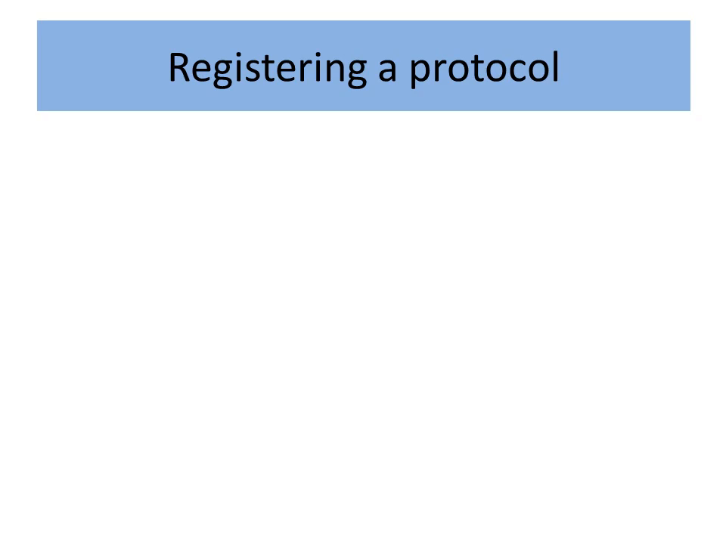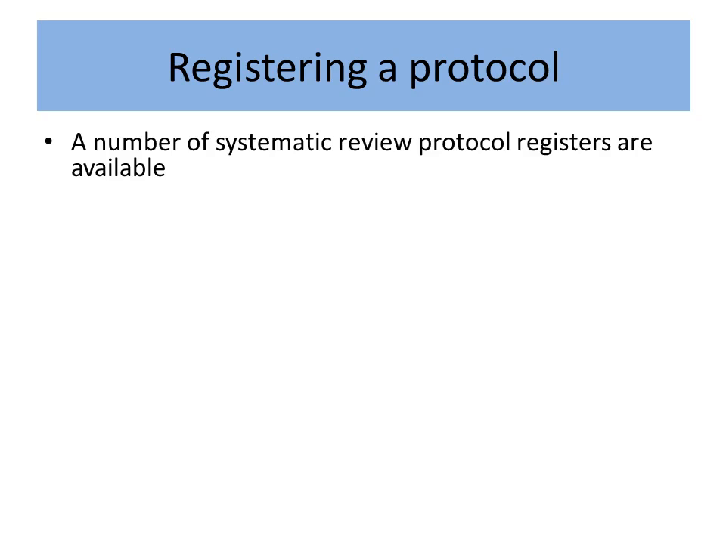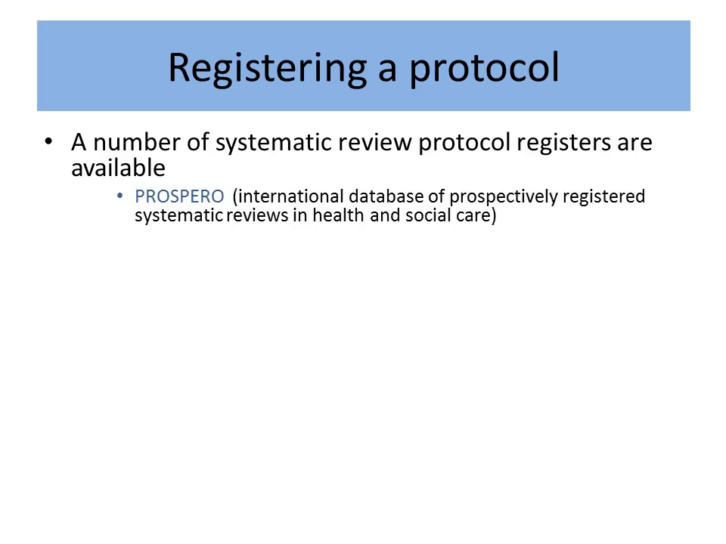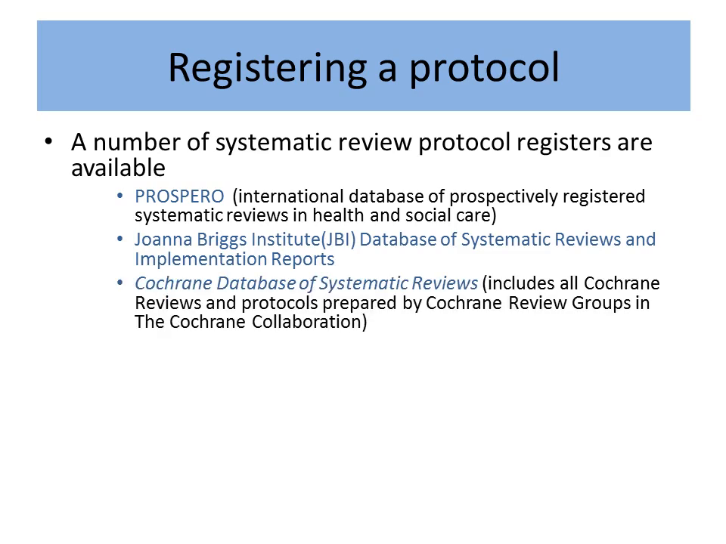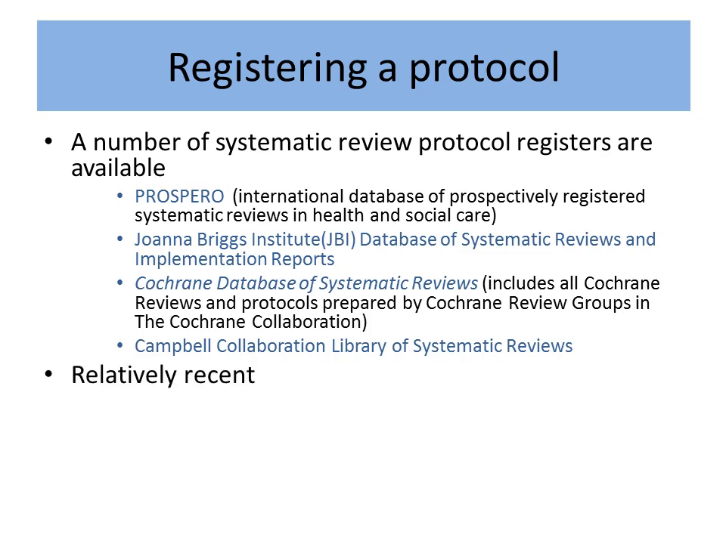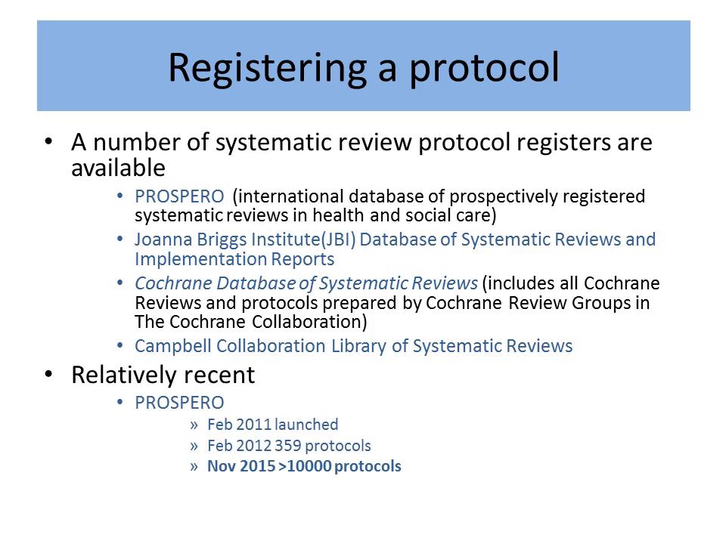Once an agreed protocol has been written and approved by the team, recommended best practice is to register the protocol on one of a number of protocol registers. The most accessible register is PROSPERO, the international database of prospectively registered systematic reviews in health and social care. But other registers exist, such as those found at the Joanna Briggs Institute, the Cochrane database, and the Campbell Collaboration. Registering protocols is increasingly being recognized as best practice. PROSPERO has grown considerably since launching in 2011 and now contains over 10,000 protocols.